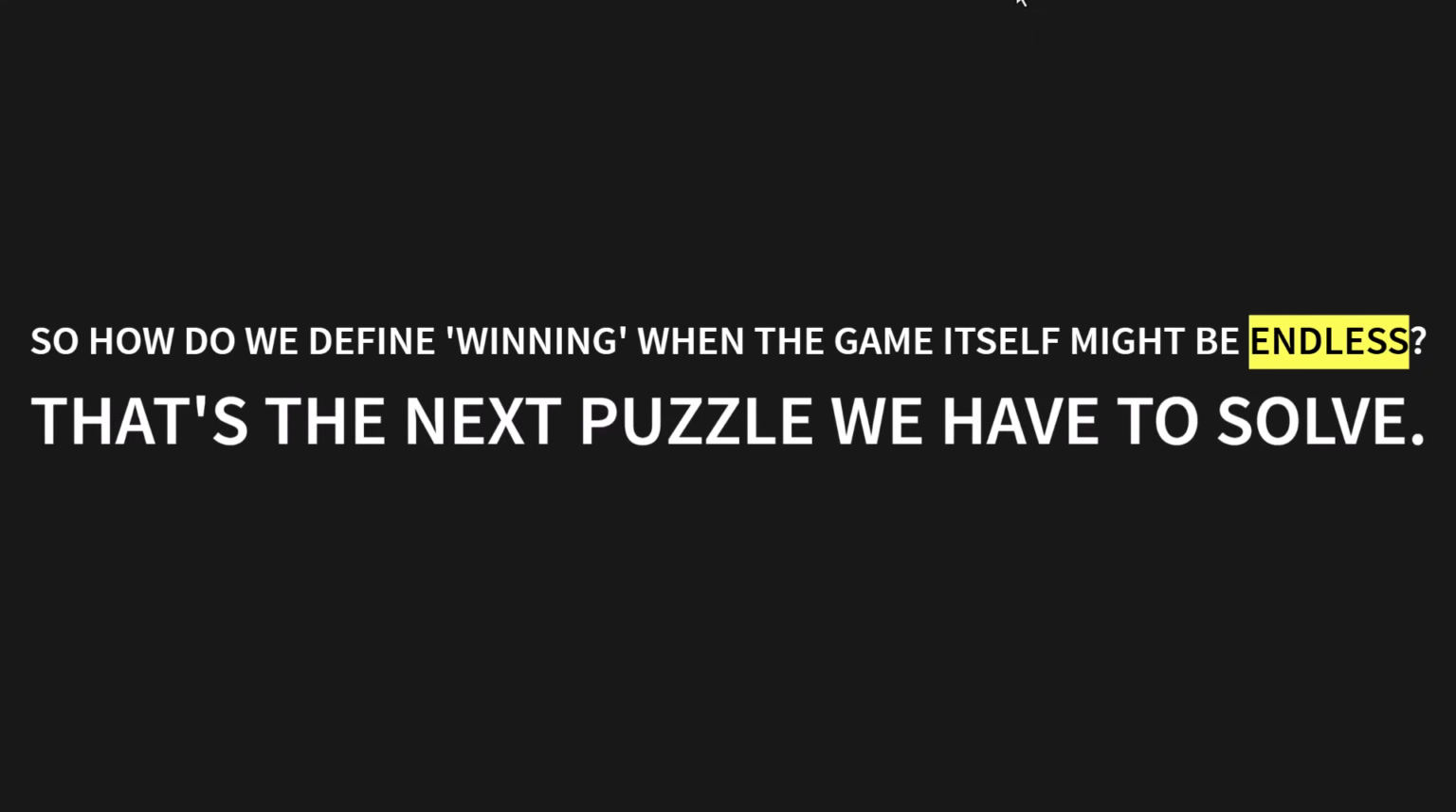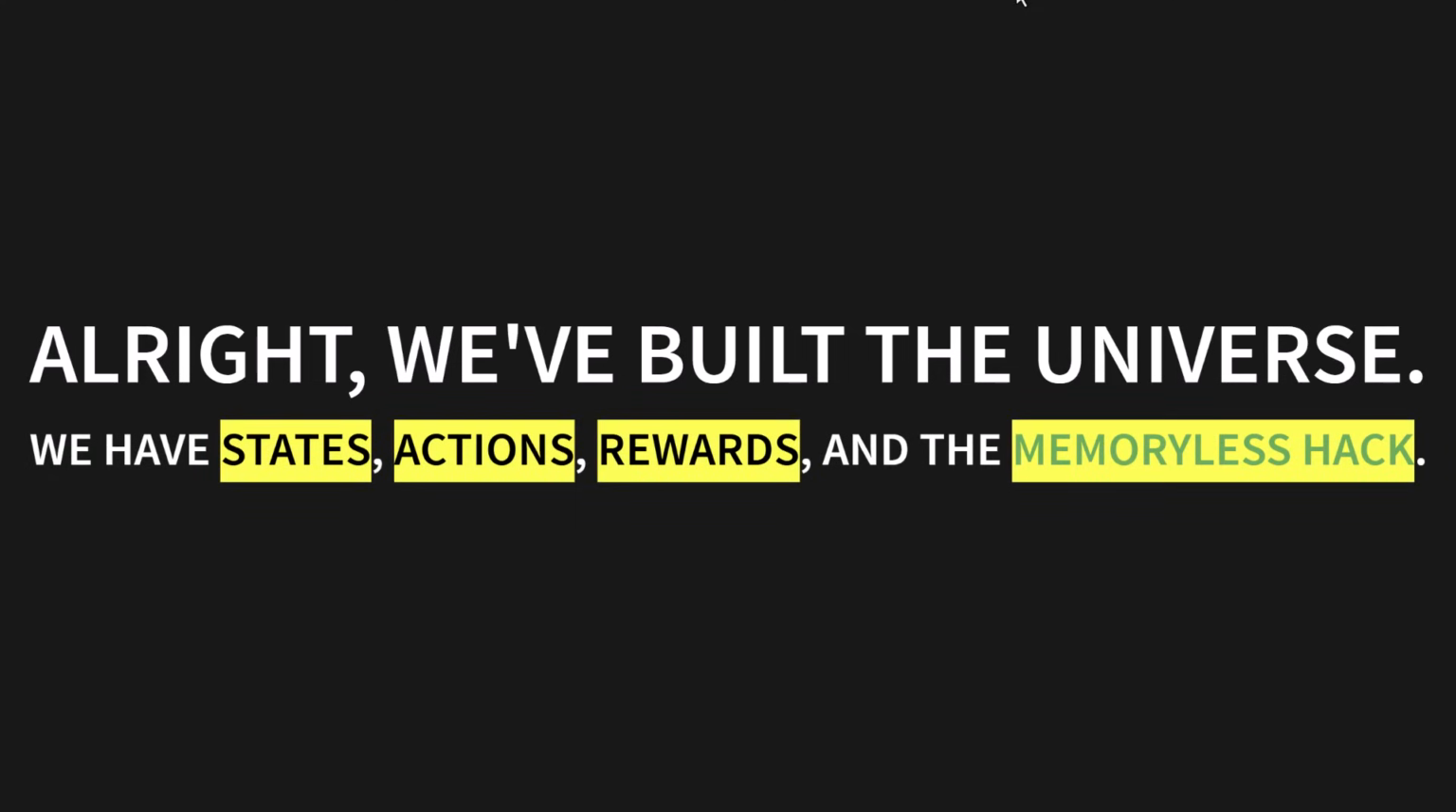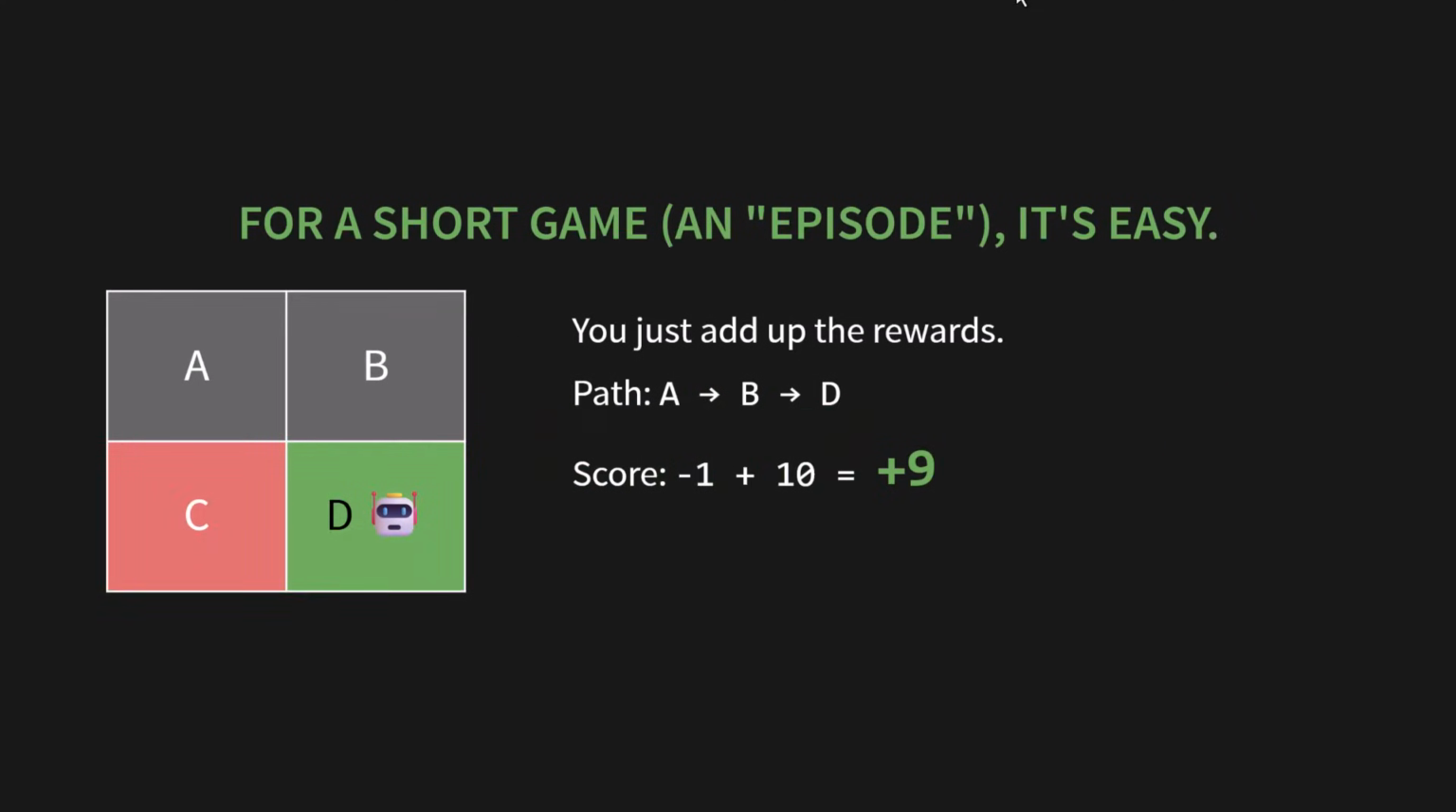All right, we've built the universe. We have our states, actions, rewards, and that brilliant, memoryless hack, the Markov property, that makes this whole thing possible. The agent's goal seems obvious, right? Get the highest score? For a short game, what we call an episode, it's easy. Look at our little maze. The game ends when you hit the goal, or the pit. So you just add up the rewards. A path from A to B to D gives you a score of -1 plus 10, which equals +9. Simple.